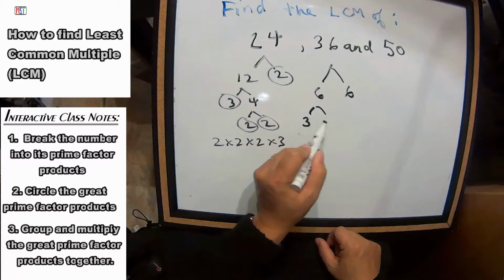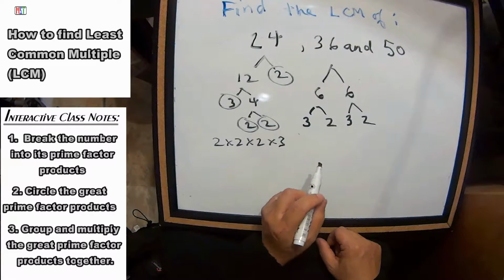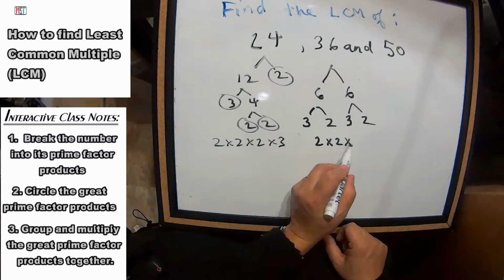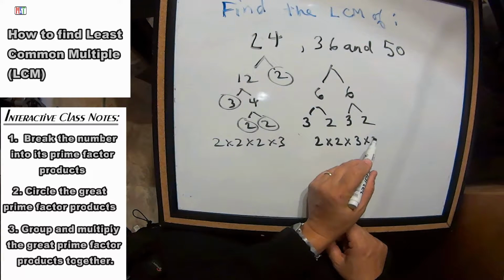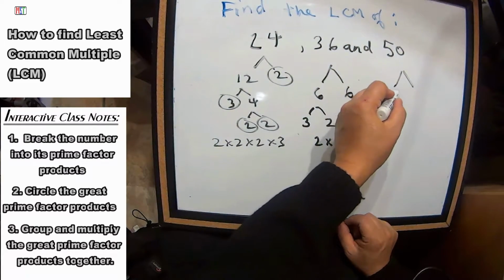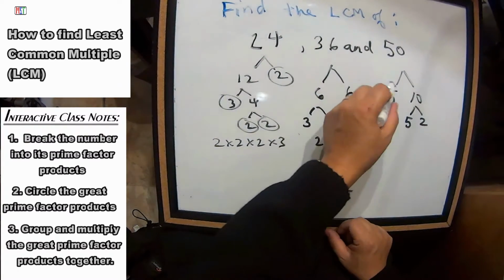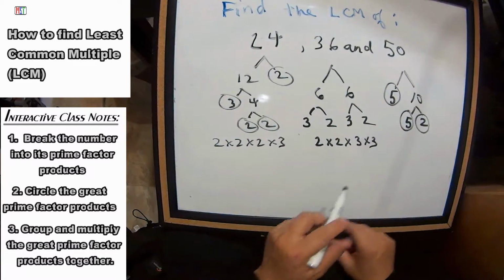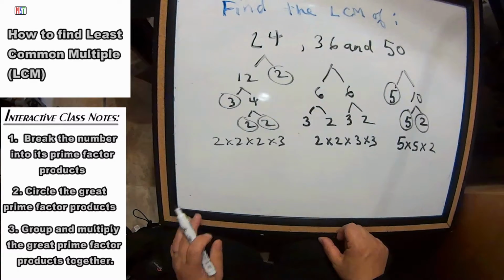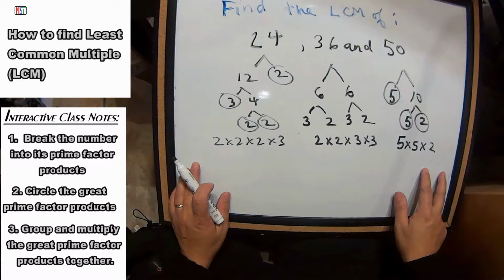36 can be broken down to 6 and 6, and then each 6 can be broken down to its prime factors, 3 times 2, 3 times 2. So the prime factors for 36 are 2 times 2 times 3 times 3. And we have 50, and we can break it down to its prime factors, which would be 5 times 5 times 2. So here we have 3 numbers and their prime factors.